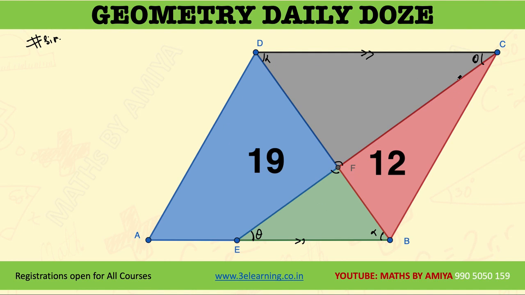Since this is a parallelogram, and we know the diagonal bisects a parallelogram into two equal parts by area, if I say this area is x, then the total ADB area is 19 plus x. So this area, BCD, should also be 19 plus x. We have 12, so we can say this one is 7 plus x. It's quite simple. The area of the lower part of the diagonal is the same as the area of the upper part of the diagonal. And we know these two triangles are similar.